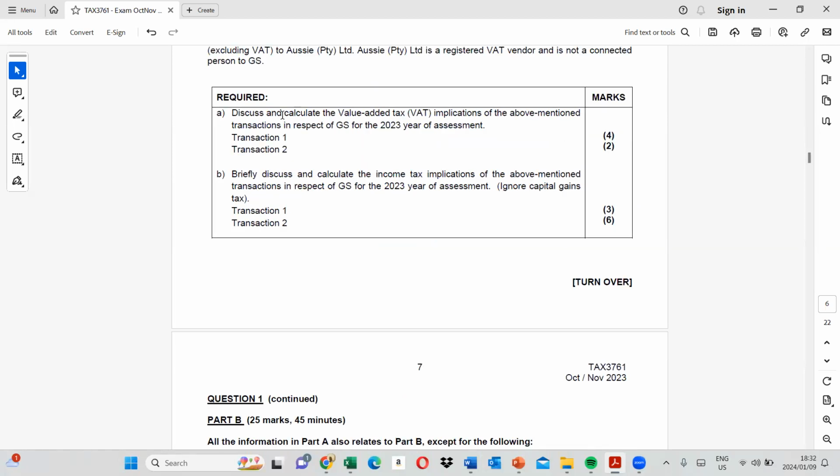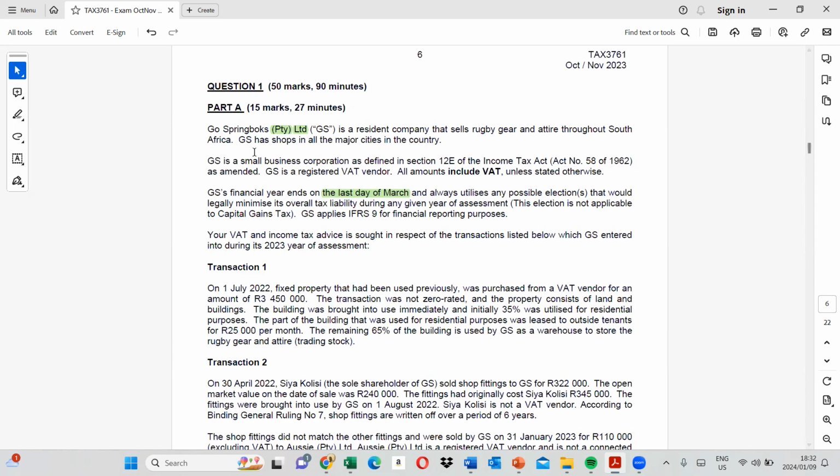So the first part, it says, discuss and calculate the value-added tax, VAT, implications of the above mentioned transactions in respect of GS for the 2023 year of assessment. Transaction 1, transaction 2. So that's what we have. And then B says, briefly discuss and calculate the income tax implications of the above mentioned transactions in respect of GS for the 2023 year of assessment. Ignore capital gains tax. So the first part wants you to do the VAT, and then the other part wants you to do the income tax.